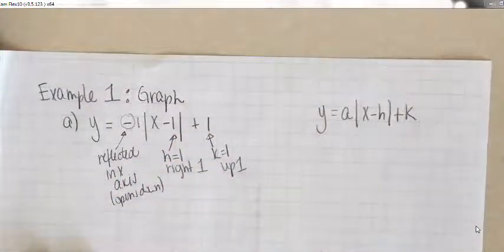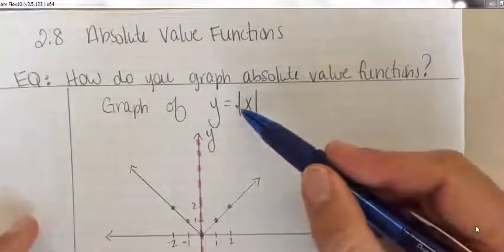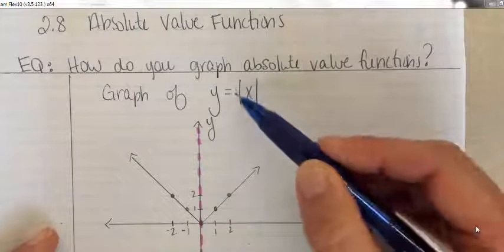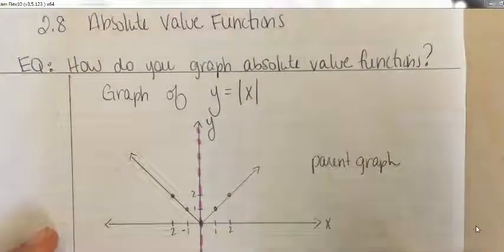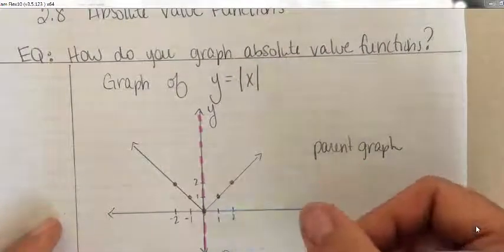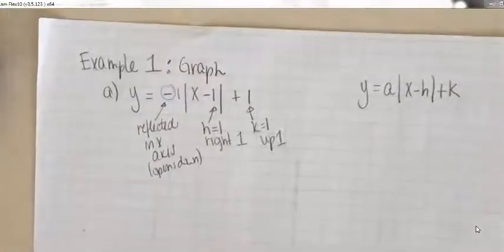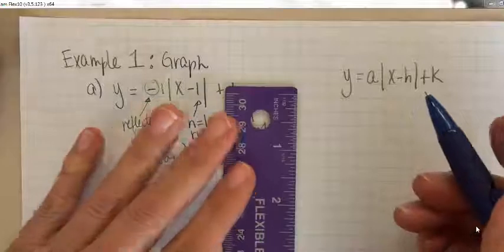The reason for that: this one, a was positive 1, right? So it was opening up. Well, this one, all the outputs now are going to be multiplied by a negative 1, so that means they're all going to open down. So that's a reflection in the x-axis. Imagine just folding this thing on the x-axis. It's now going to open down. Okay, so let's go ahead and graph this.